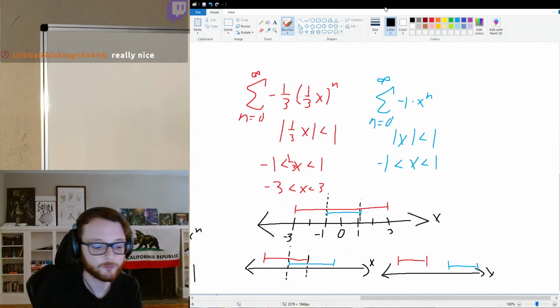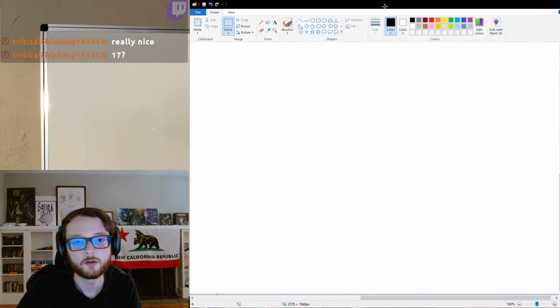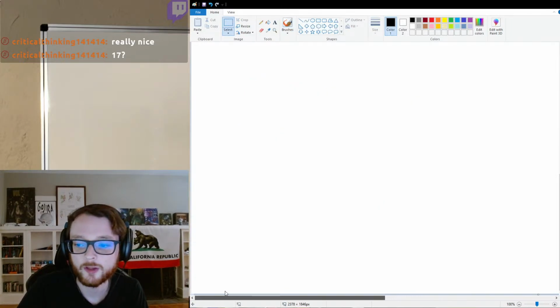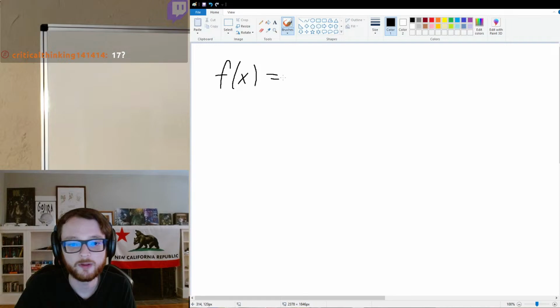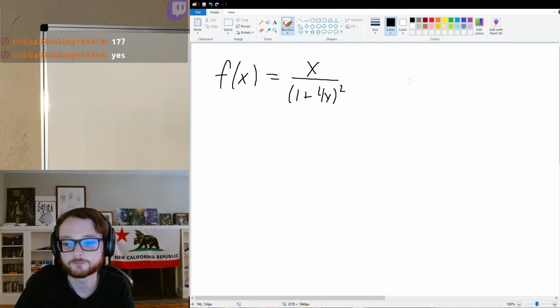Sure, we can do set 17. Someone says find a power series representation. Is this chapter about geometric series? Like, should I still be thinking about geometric series here, or are all bets off? Yes? Okay. So yes to same chapter, geometric series.